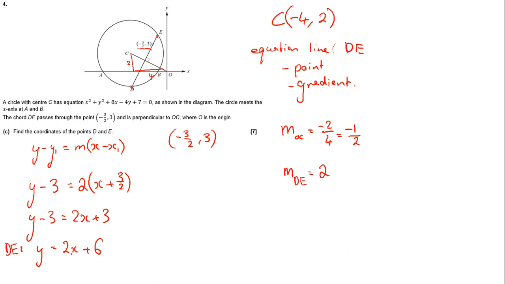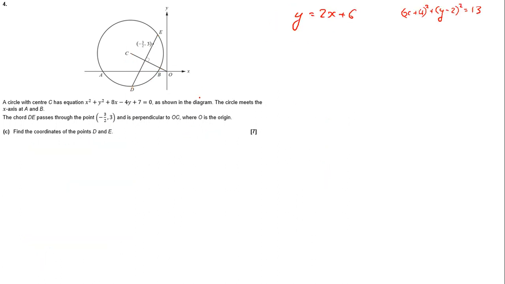If we use this information and substitute y into the equation of the circle, we will actually get our two intersecting points at x, since we'll be left with only x in the equation. I'm just going to go to the next slide. So we have the equation of our line and the equation of our circle. Let's substitute one into the other. So you've got x plus 4 squared plus y, which is 2x plus 6, minus 2 squared equals 13.